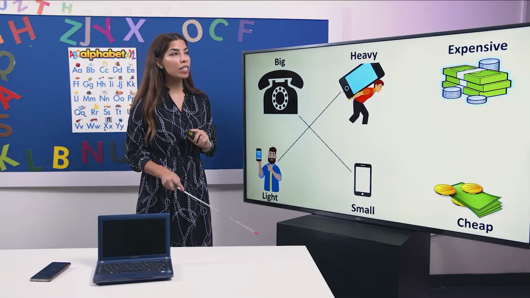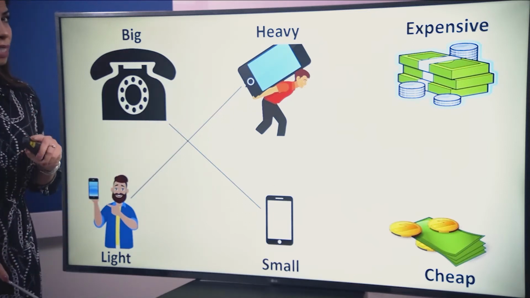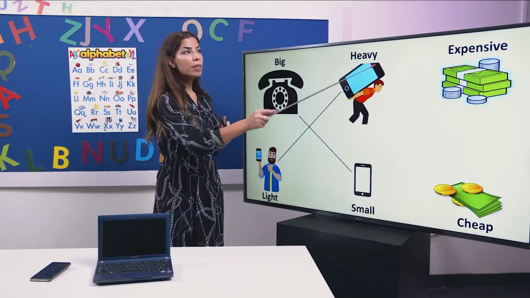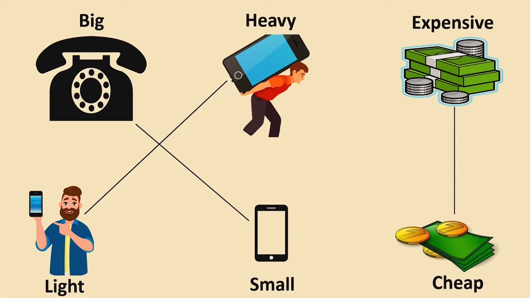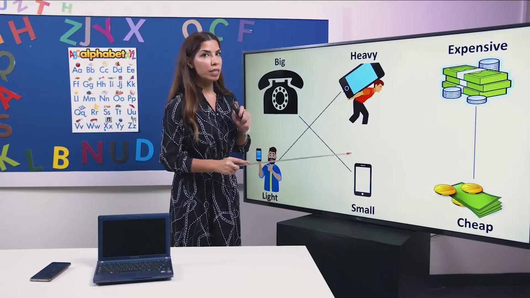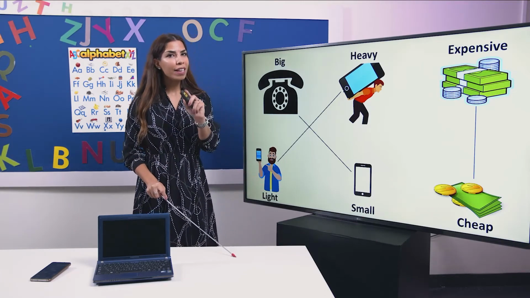And the last adjective is expensive. Expensive means it costs a lot of money. What is the opposite of expensive? Yes, the opposite is cheap. Expensive, cheap. In the past, phones were expensive. Today, phones are cheap. Great job.